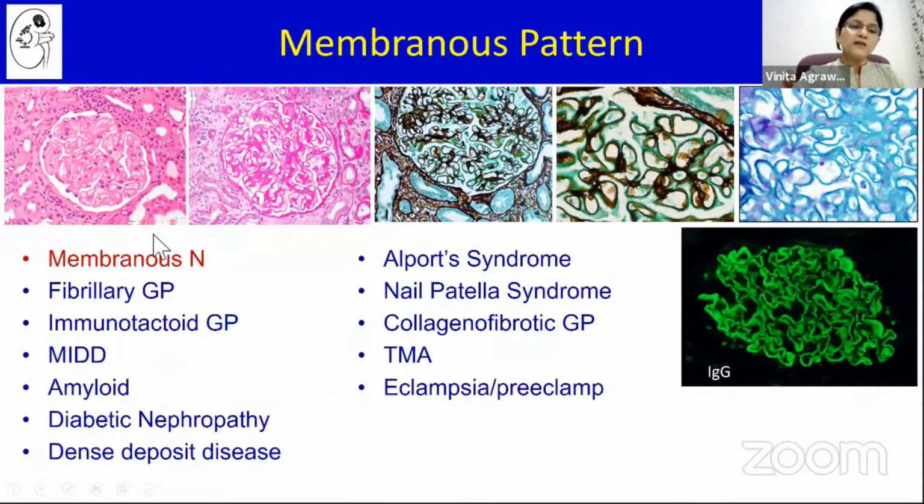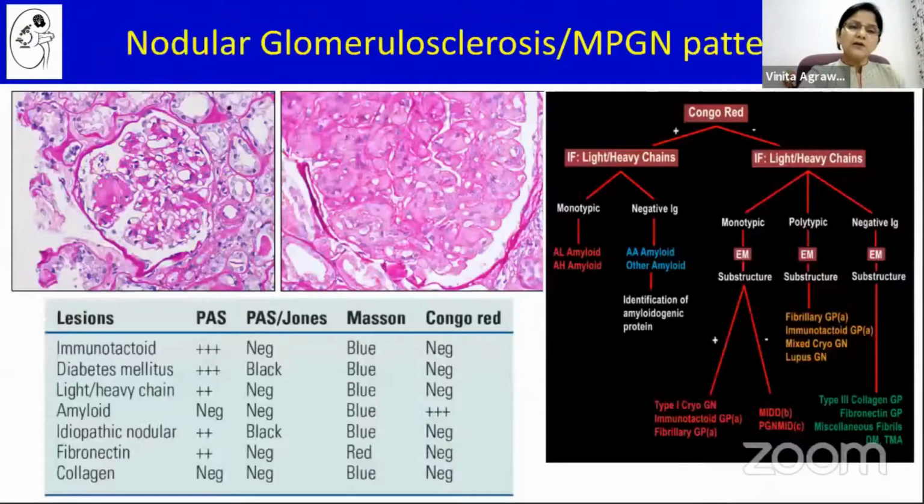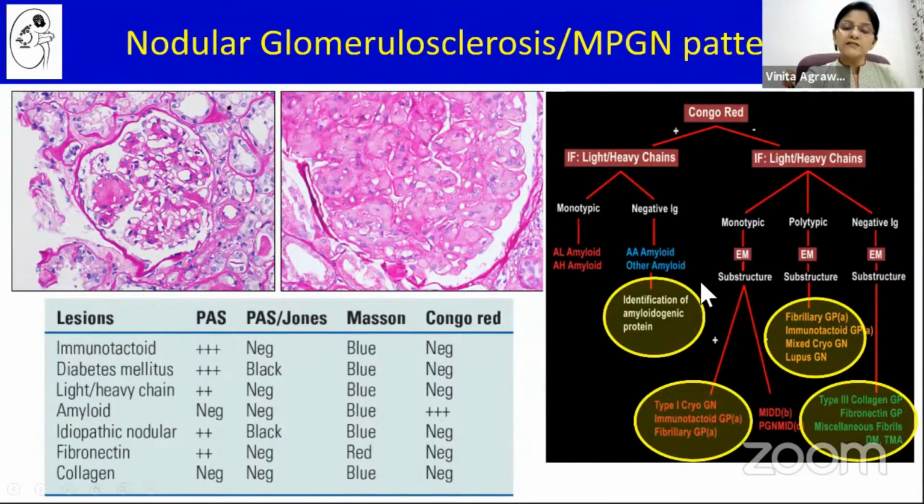So there are a number of conditions which can look like membranous thickening on light microscopy. Some of these have an important aspect that immunohistochemistry plays in their diagnosis, and they predominantly present as a nodular glomerulosclerosis or an MPGN pattern. Histochemical stains play a very important role in making a diagnosis or a differential diagnosis in these conditions. Along with immunofluorescence for light chains and heavy chains, the integration of the substructure analysis along with the newly developed immunohistochemical markers goes a long way in making these diagnoses.